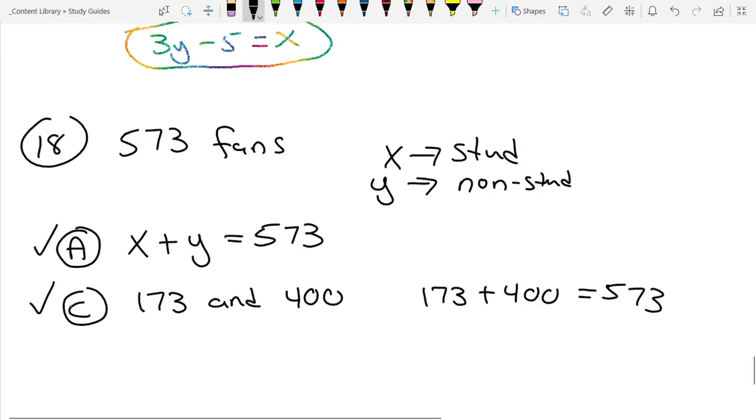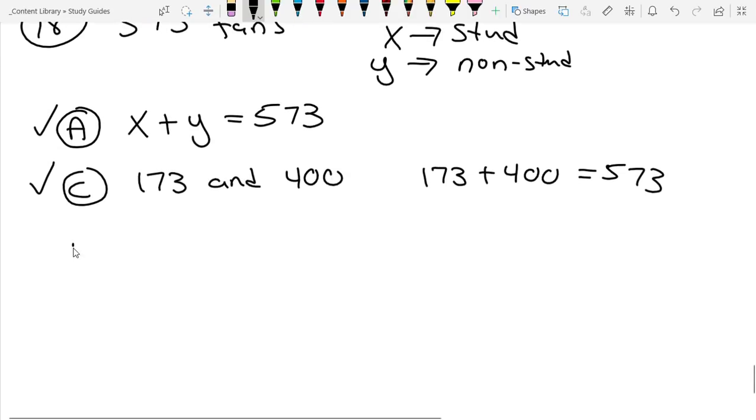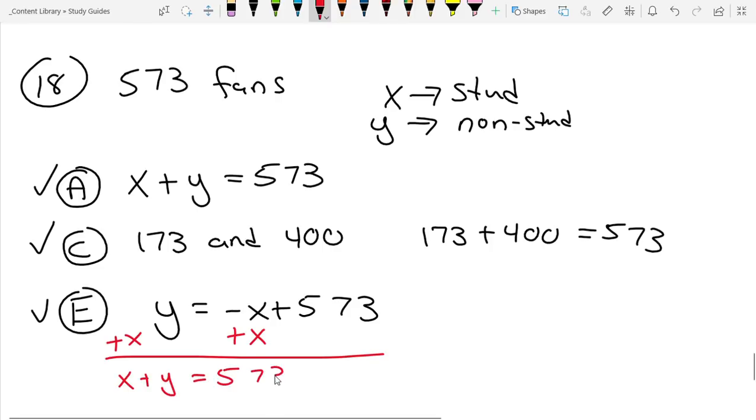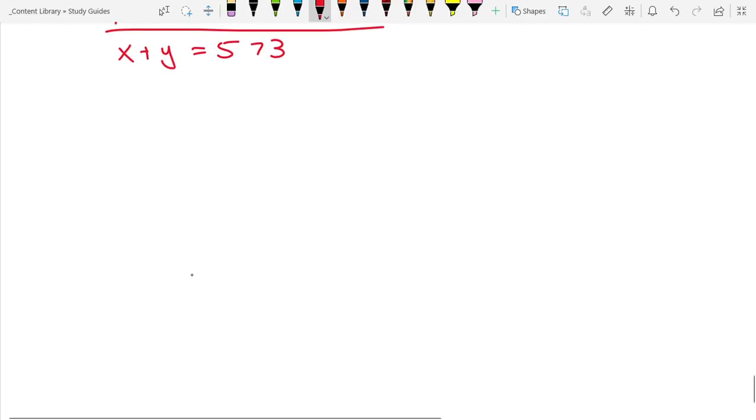573. So C works. And the only other one that worked was E, because it says y equals negative x plus 573. So if we take a look at that, it kind of looks like this equation, except this one, the x and the y are on the same side. So all we have to do is manipulate this equation. If we want to get the x over there with the y, we would do the opposite, which is add x. Add x. So now look at what you have. X plus y equals 573. And that's exactly what A was. So you just had to manipulate this equation a little bit to make it look like 18A.